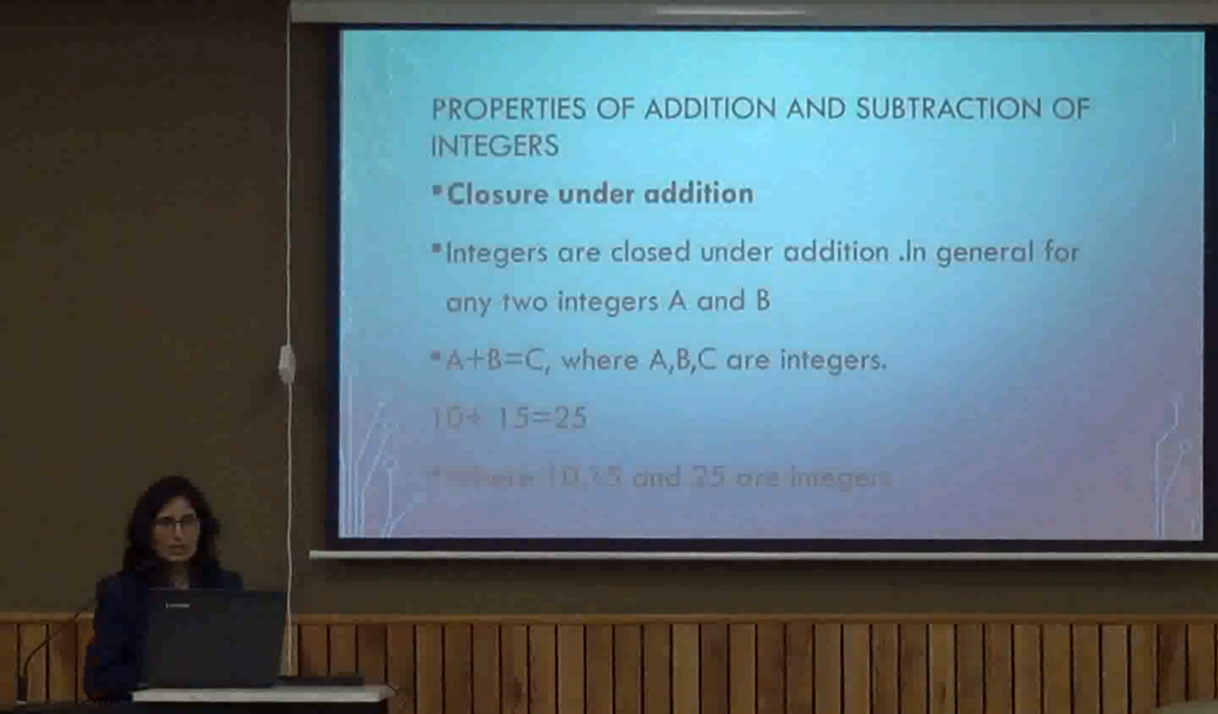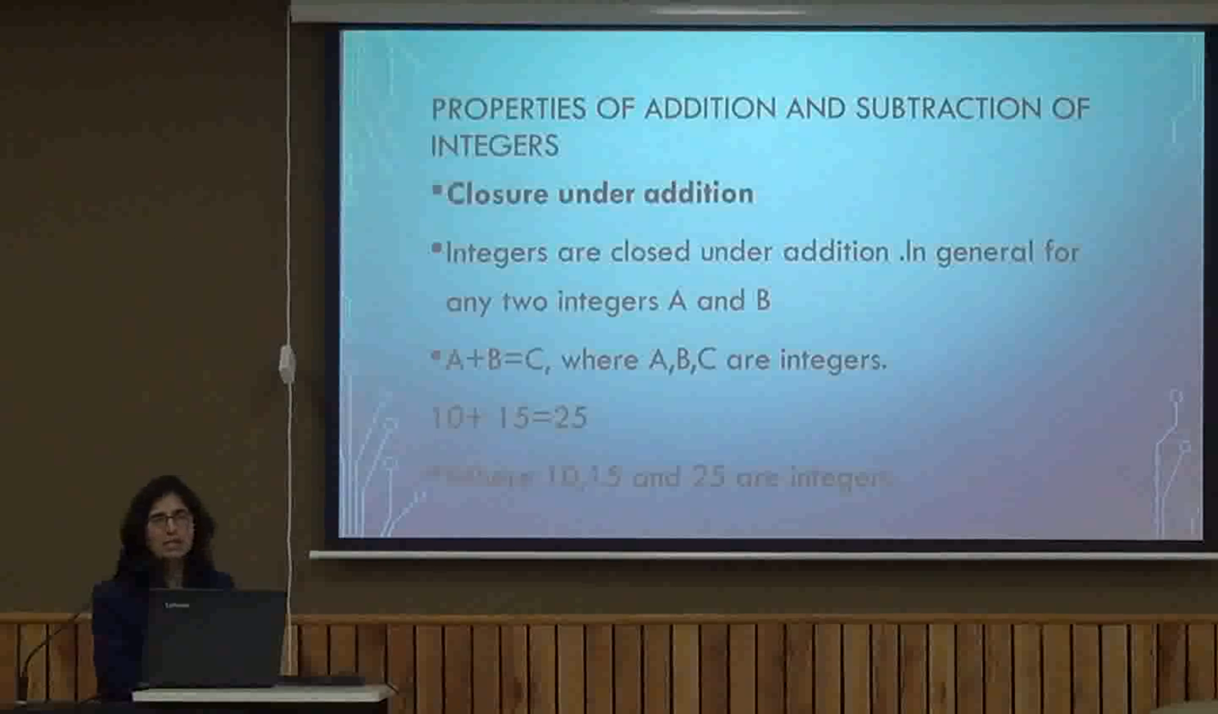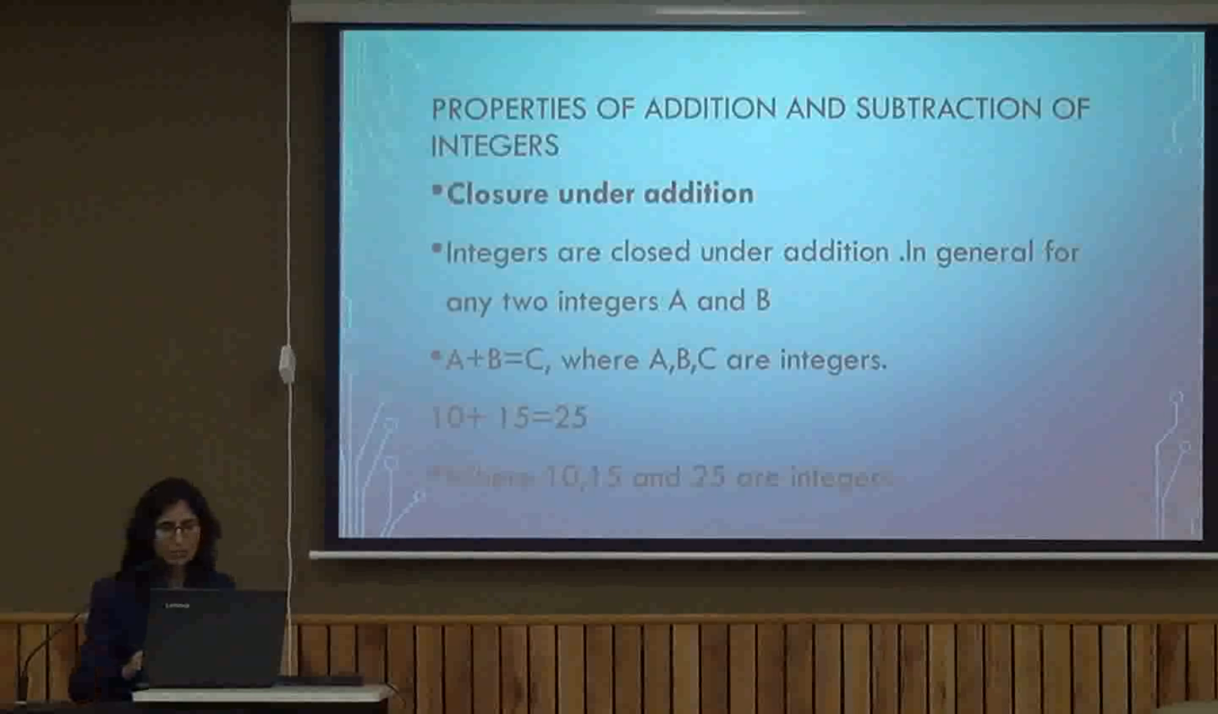Now let's see properties of addition and subtraction of integers. First one is closure under addition. Closure means when we add any two integers, the result is again an integer. For example, let's say there are two integers a and b. So if we add them, the resultant is c, and it is again an integer. Let's take the example 10 plus 15 is equal to 25. 10 is also an integer, 15 is also an integer, and 25 is also an integer. Therefore, the sum of any two integers is always an integer. This is known as the closure property.